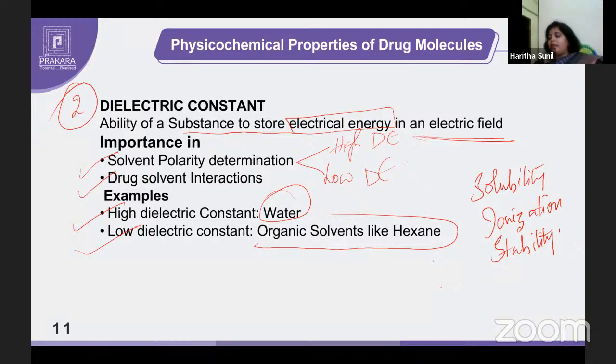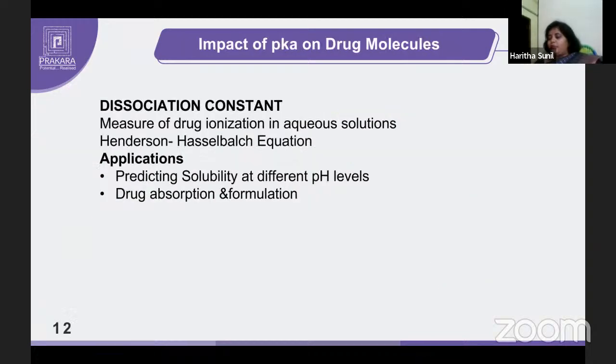And then the next physicochemical property that we have is the dissociation constant. So what is this dissociation constant? This dissociation constant is nothing but the measure of drug ionization in the aqueous solution, and it is generally determined by the equation called the Henderson-Hasselbalch equation. So this Henderson-Hasselbalch equation is different for weak acids as well as weak bases.